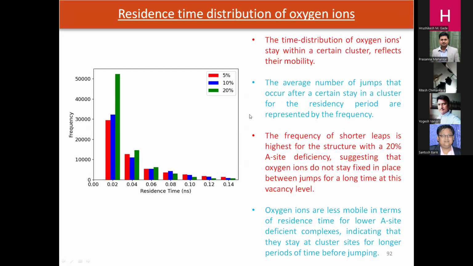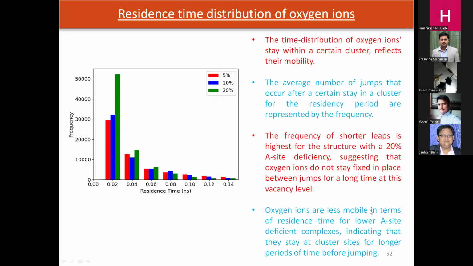Now, when we say oxygen ion motion, first thing, how long it moves. Second thing, how fast it moves. So when we said the displacement, it showed how long it moves. And when we say the residence time, it shows how fast it moves. So let's say residence time is smaller. It means it is moving very fast. So if you look at this particular thing for the 20% structure, it has very small residence time. That means it has large motion in 20%.